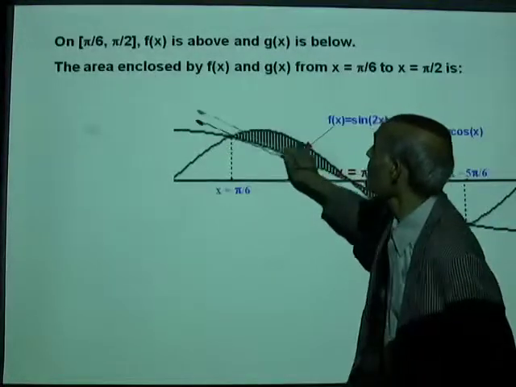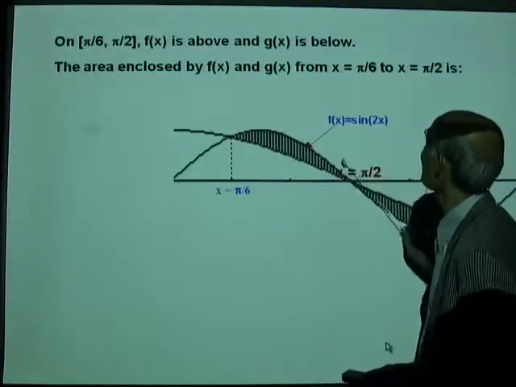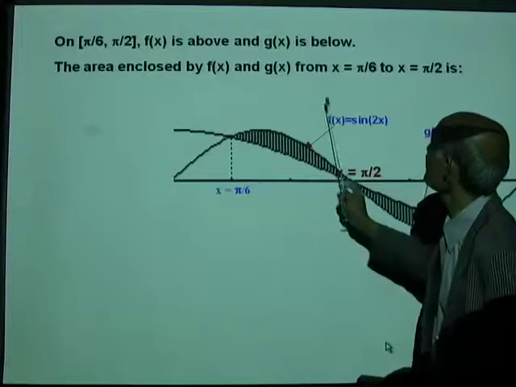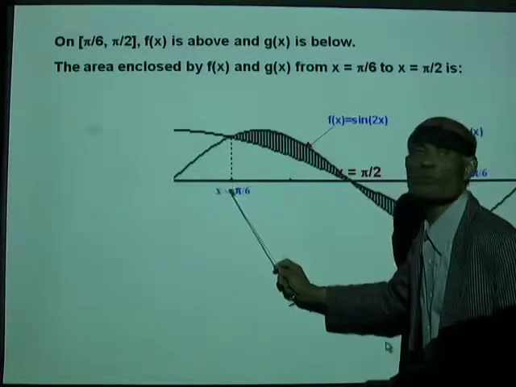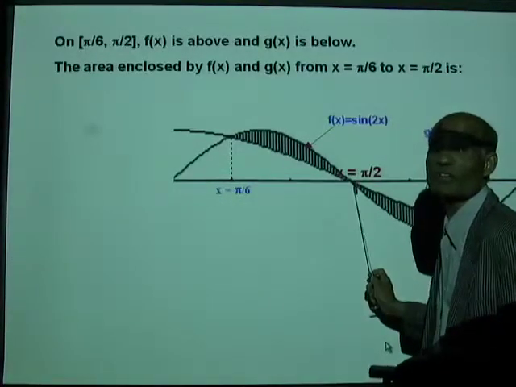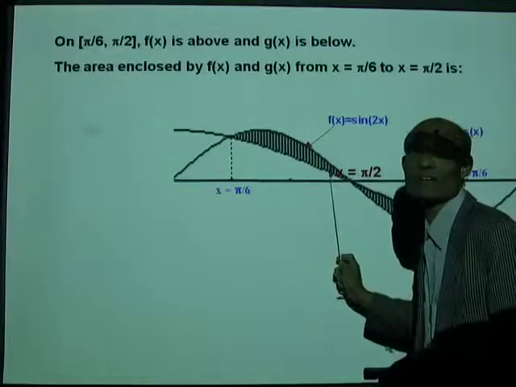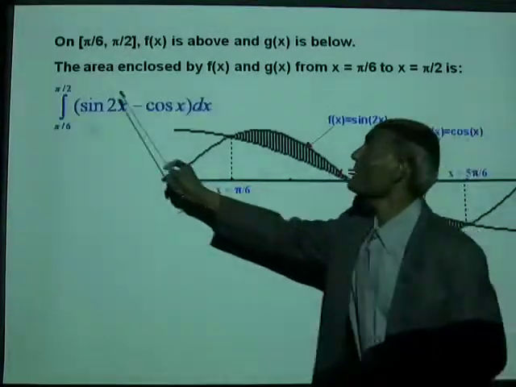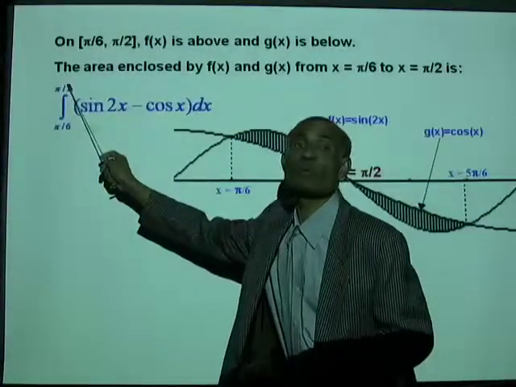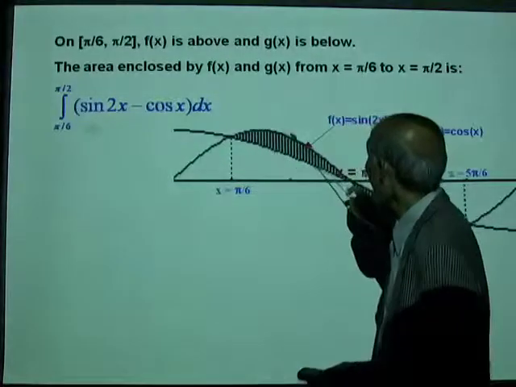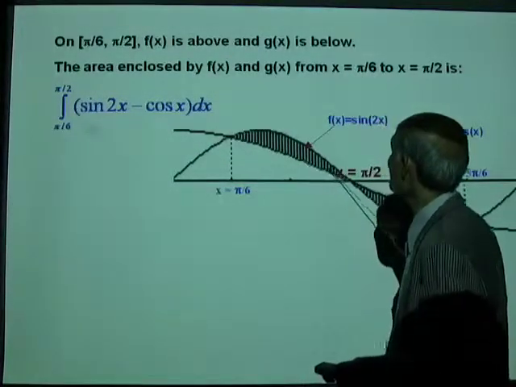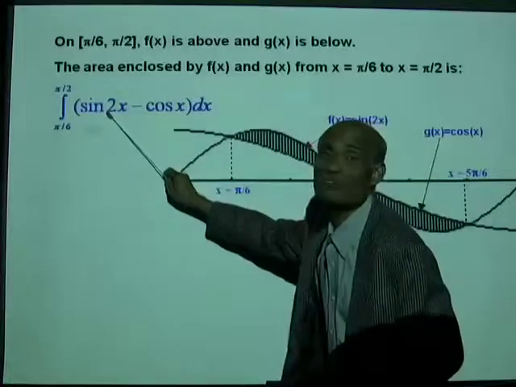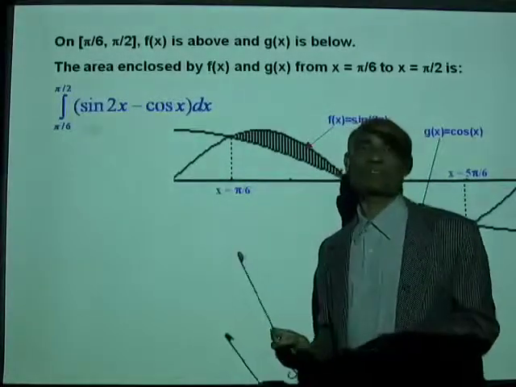Therefore, the area enclosed by f of x with g of x from x equal to pi by 6 to x equal to pi by 2. Can you write that definite integral? It will be the integral from pi by 6 to pi by 2 of f of x minus g of x, which is sine of 2x minus cos x.